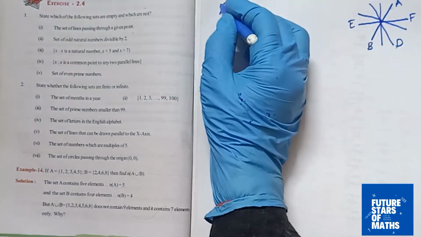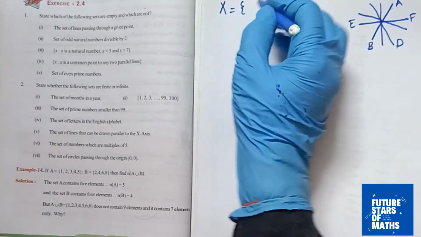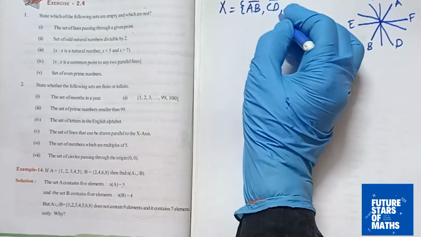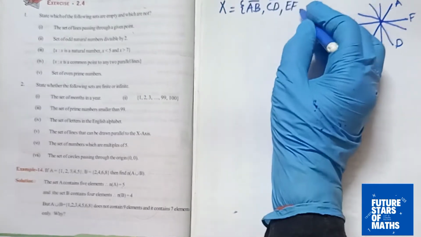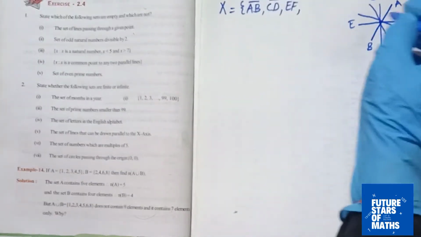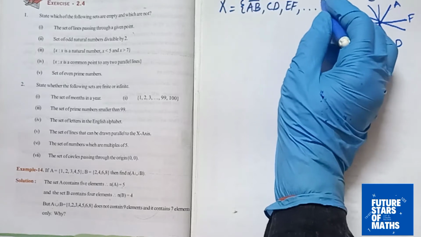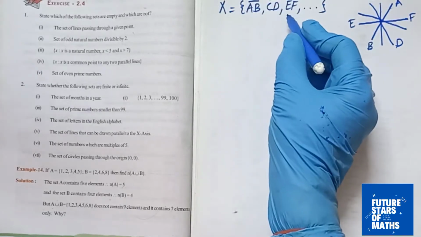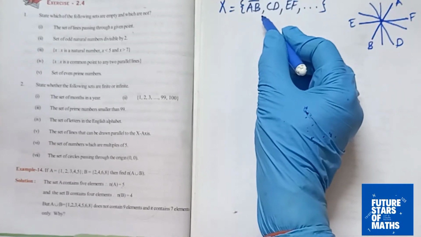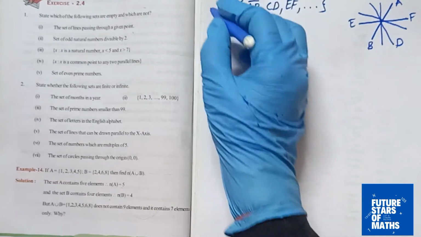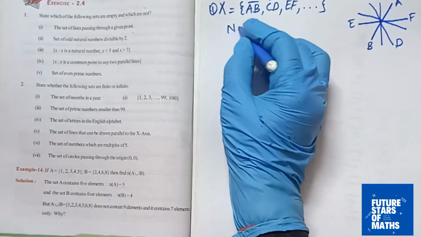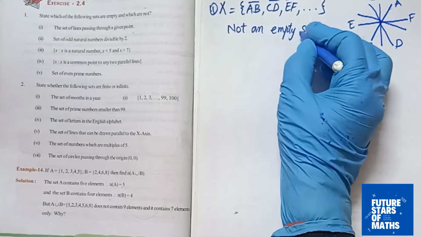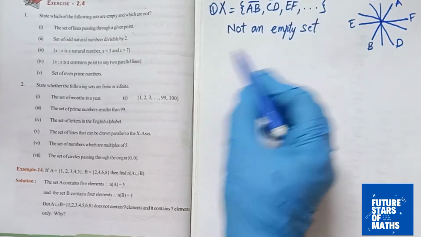Okay. So what will be the answer for this? Suppose we write the name of the set as X, then the answer will be: first line is AB, then CD, then EF. Like this, many more lines we can draw here. So what will we get here? Infinite. So is the set empty? No, because it contains elements. Not only a few, infinite elements are there. So it is not an empty set. Since it contains elements, it is not an empty set.